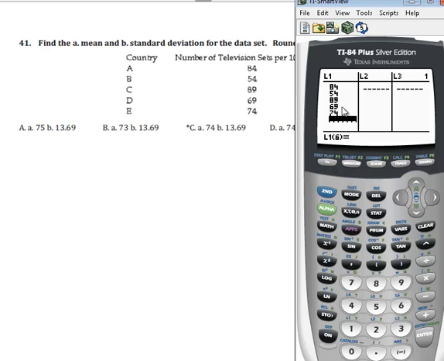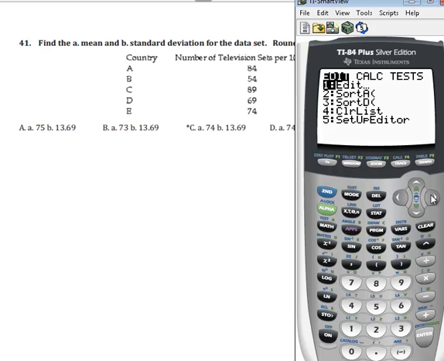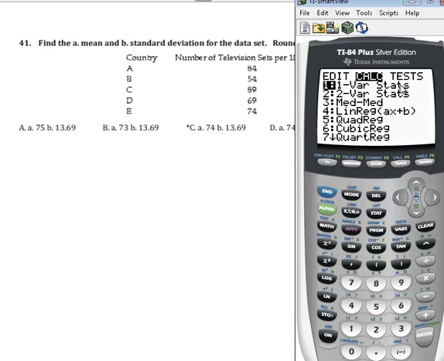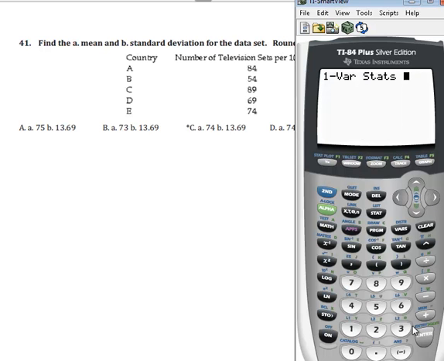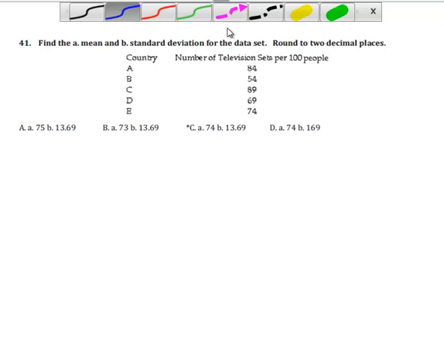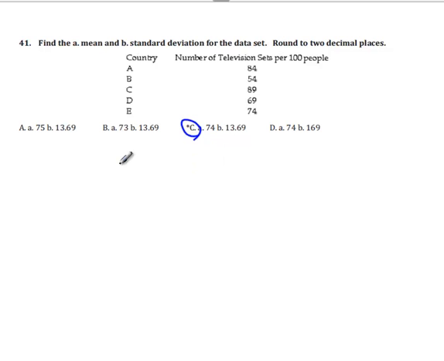So to find the mean, we would add these up and divide, or using our built-in stat feature, stat, calculate, one variable statistics number 1. X bar is our mean, so our mean is 74, and our standard deviation is 13.69. This S sub x is the standard deviation when you do it this way. So answer C is the correct answer. Let's look at it manually.